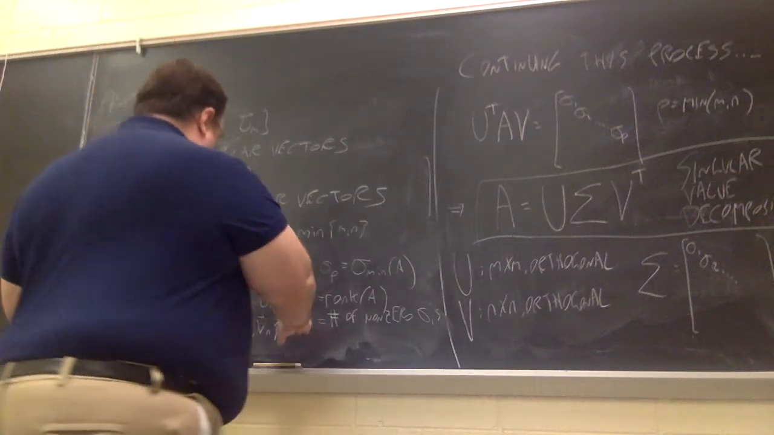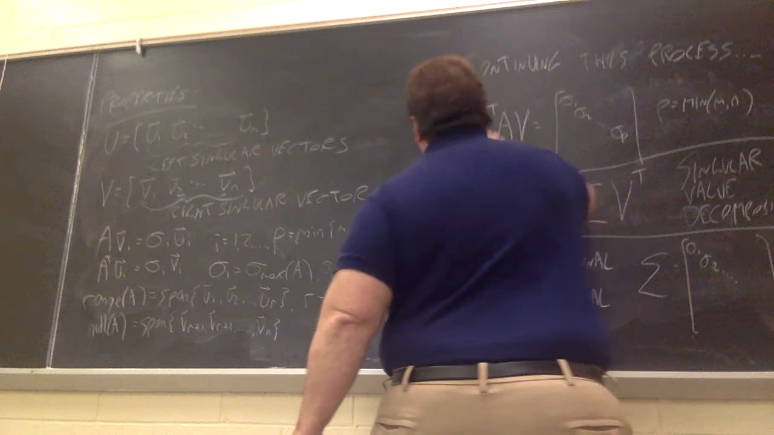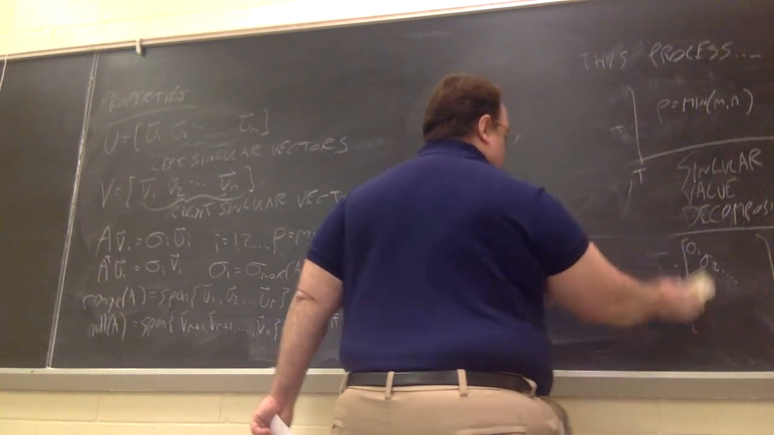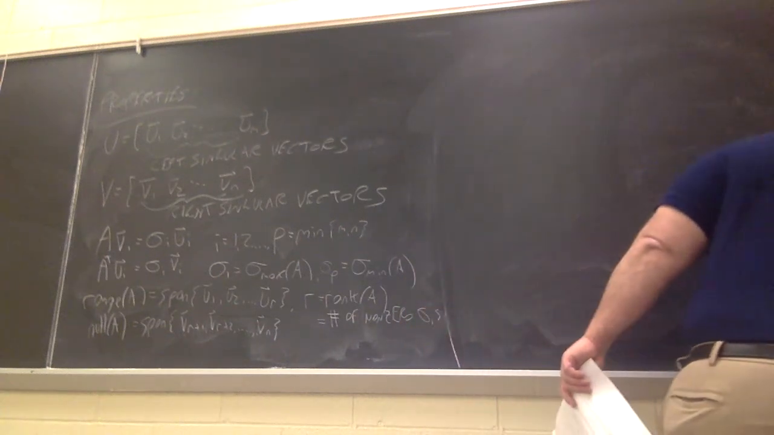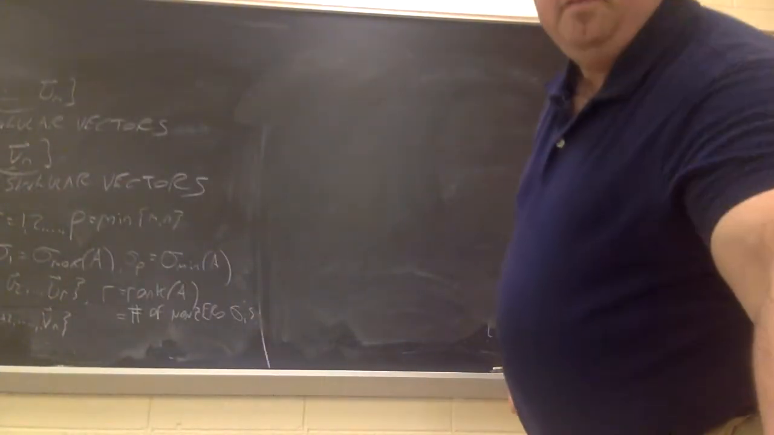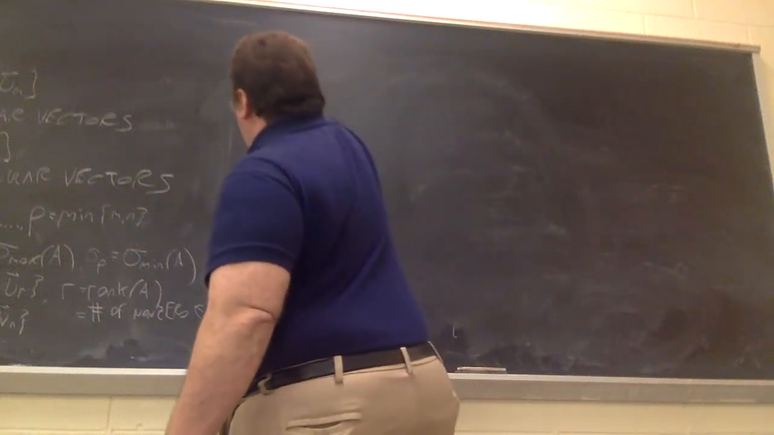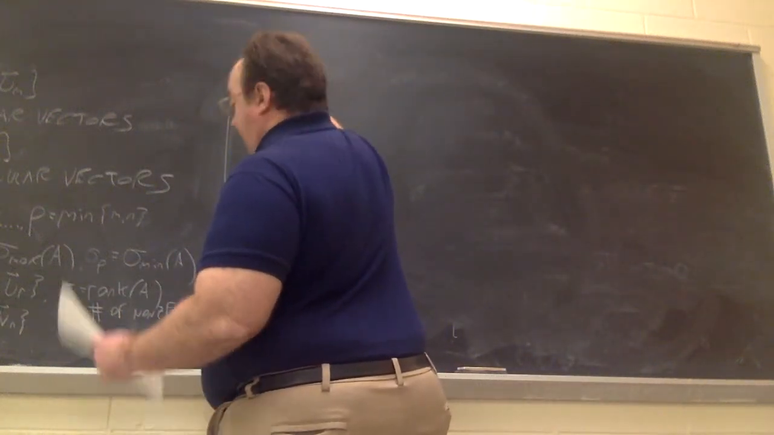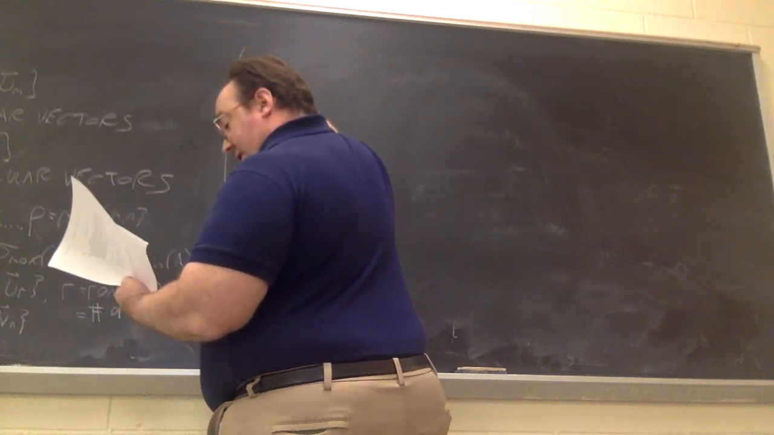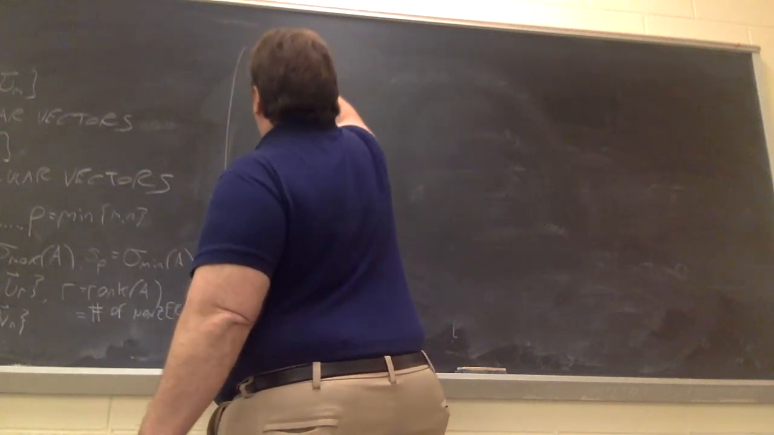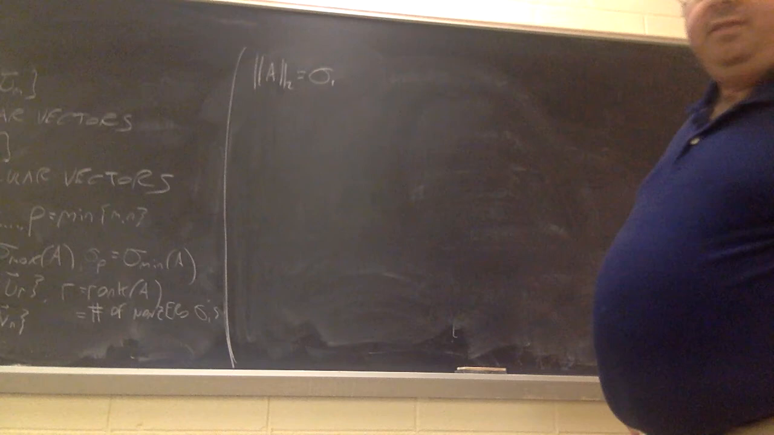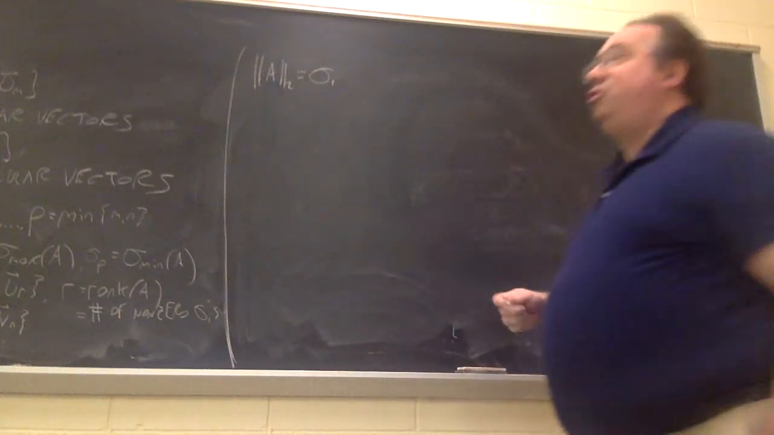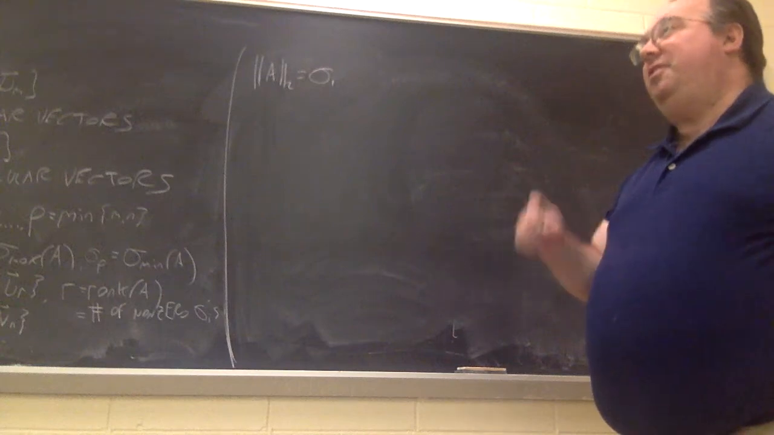Other properties. So we have that the 2 norm of a matrix A is sigma 1, the largest singular value. I defined it earlier as the square root of the largest eigenvalue of A transpose A, but this is a simpler definition.